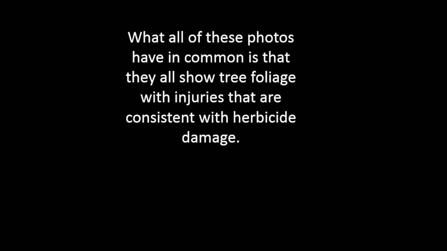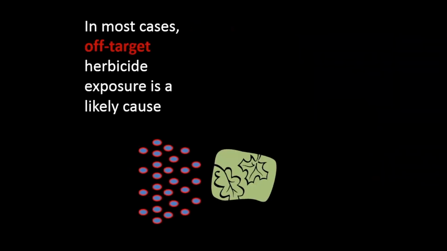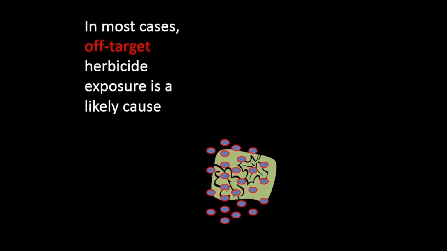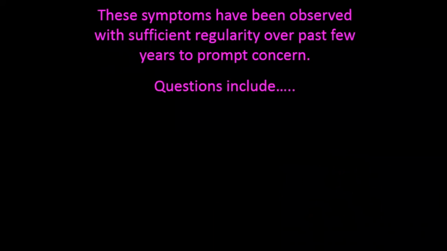What all of these photos have in common is that they all show tree foliage with injuries that are consistent with herbicide damage. In most cases, off-target herbicide exposure is a likely cause. Now, these symptoms have been observed with sufficient regularity over the past few years to prompt concern.